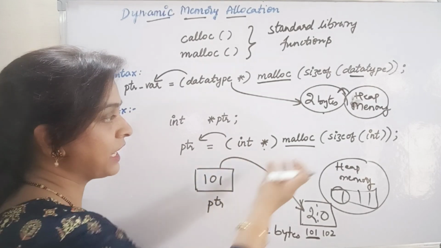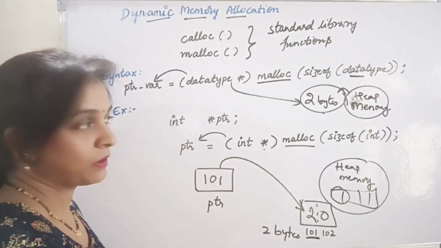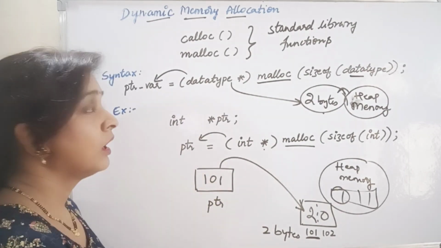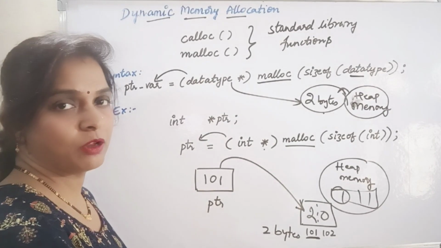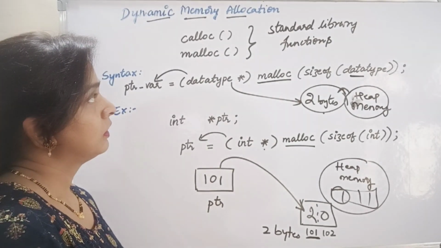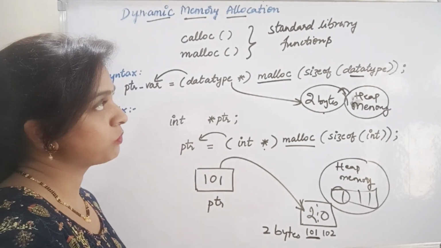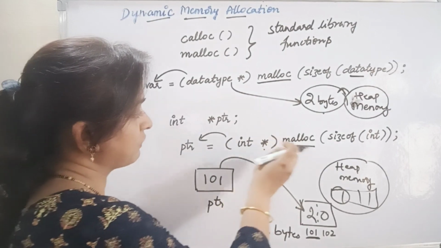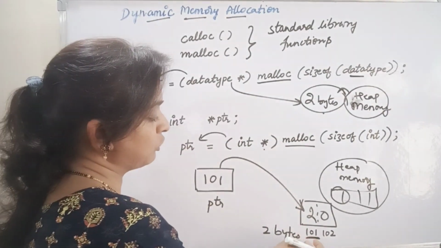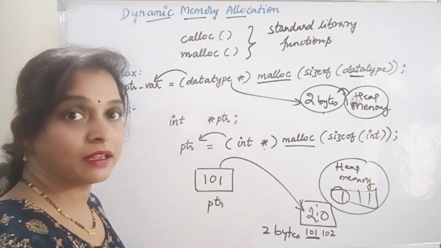So this is how we create memory during runtime, which is runtime memory allocation. That is what dynamic memory allocation is. Both calloc and malloc do the same thing. These two functions are the standard library functions that we use for dynamic memory allocation. So this pointer variable ptr is pointing to this location, and this location I have obtained during runtime.